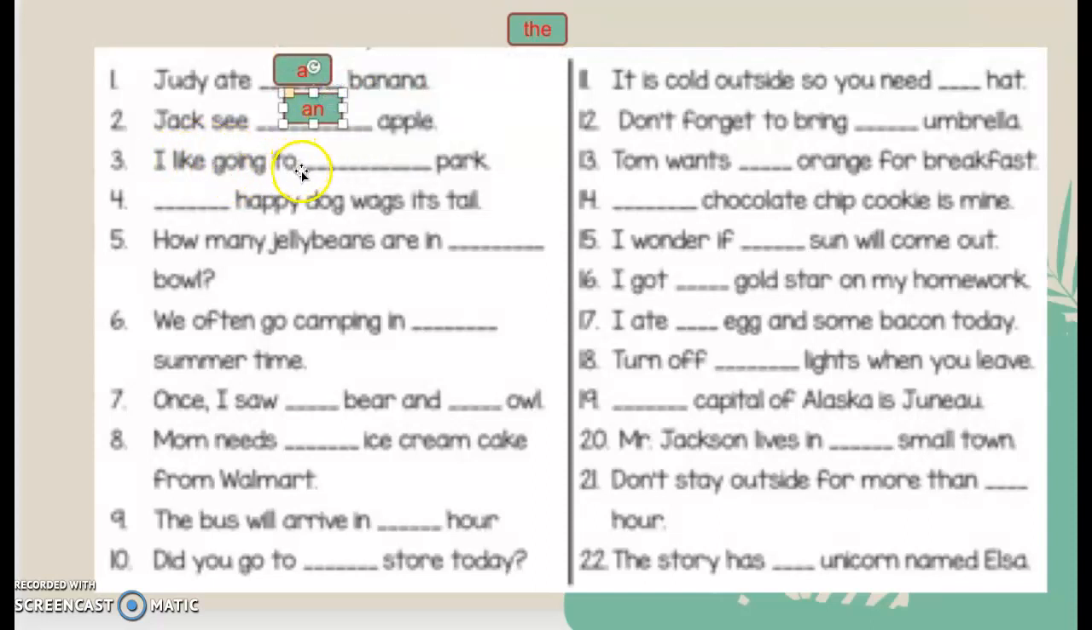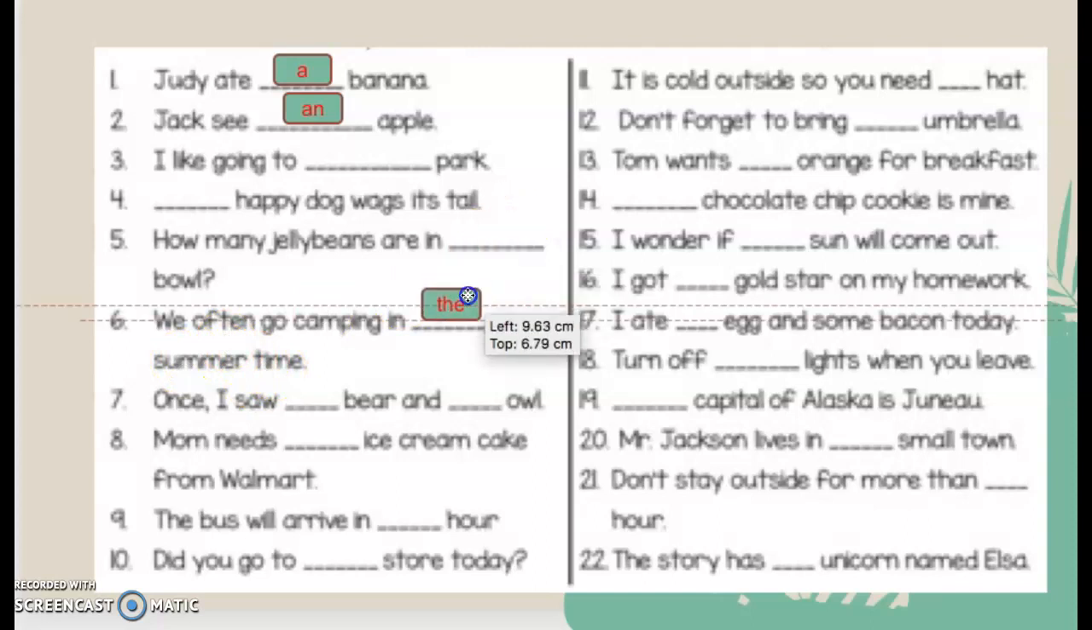I like going to the park. It's very specific. The happy dog wags its tail. That means one specific dog. That particular dog is very happy, so it wags its tail. So we use the. How many jelly beans are in the bowl? In the bowl. We often go camping in the summertime. When it refers to summertime, a specific time or season of the year, we use the.